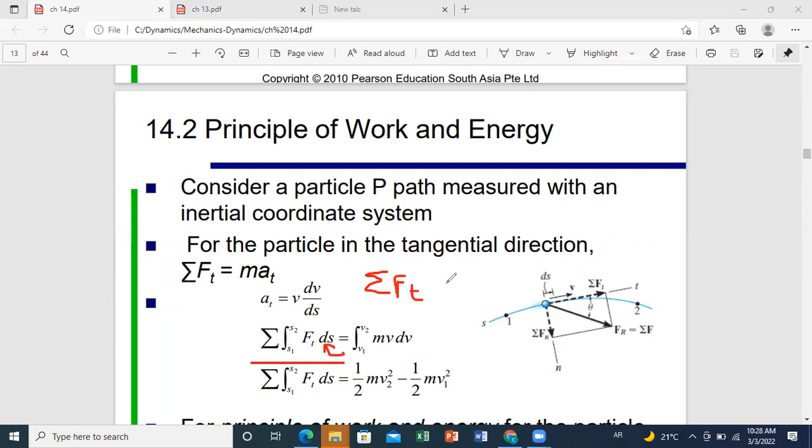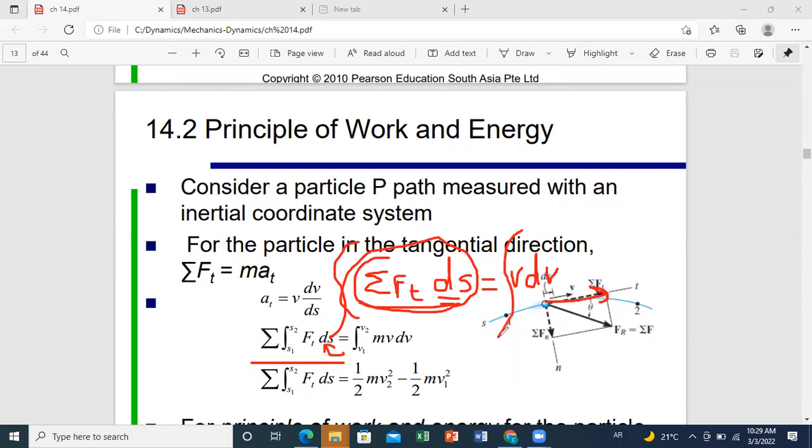Sum of tangential force times displacement ds is equal to mvdv. And this will illustrate for me the work. Why? Because we already said that the work of a force, if a force is along displacement, to get the work, I just multiply the force by the displacement. So since sum of tangential force is along ds, then this term will represent the elementary work of forces for a small displacement. Now, if I want to get the total work, what should I do? I should simply integrate.